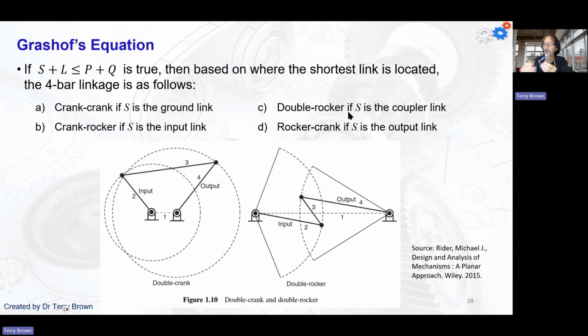It will be a double rocker if S is the coupler link. So that's this shortest link is the coupler link, this one here. So that's a double rocker. We can't do anything with that. And if S is the output link, which is this one here, it's a rocker crank, right? Which makes sense, it's just the opposite of this.